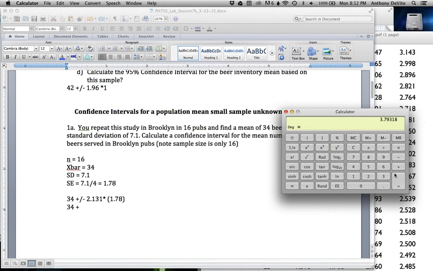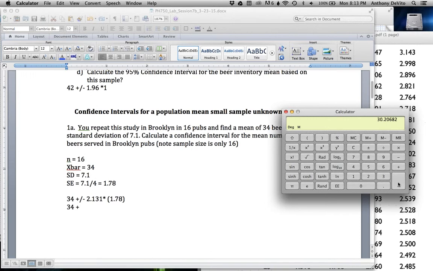Okay, so that's my t-score times my standard error. Okay, and now I'm going to add that to... did I put that in? It's in memory. I'm going to add that to 34. And my upper bound is going to be 37.8. And I'm going to subtract it from 34. And my lower bound is going to be 30.2. So 30.2 to whatever number I said that I don't remember already. 37. Yeah, I'll take your word for it. Whatever that number was. That is my 95% confidence interval.